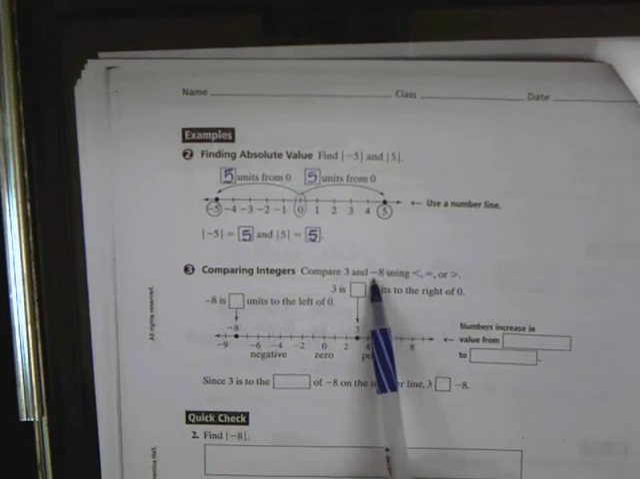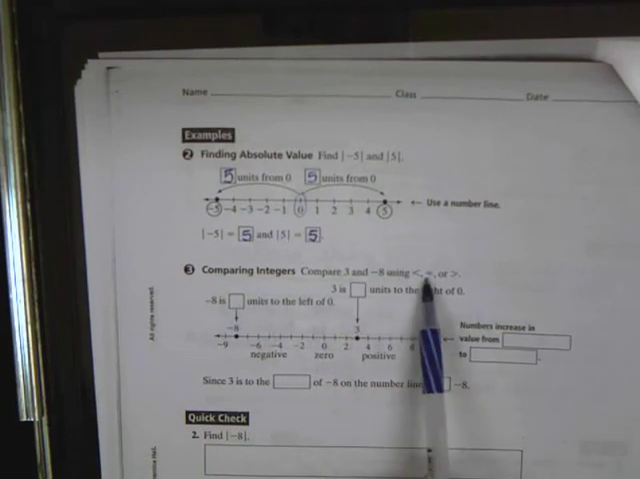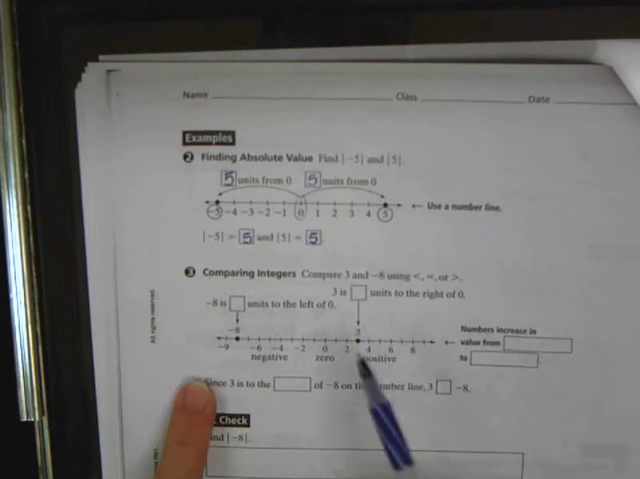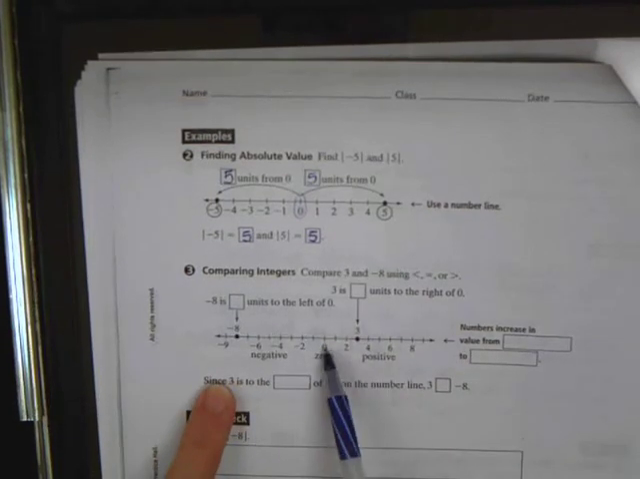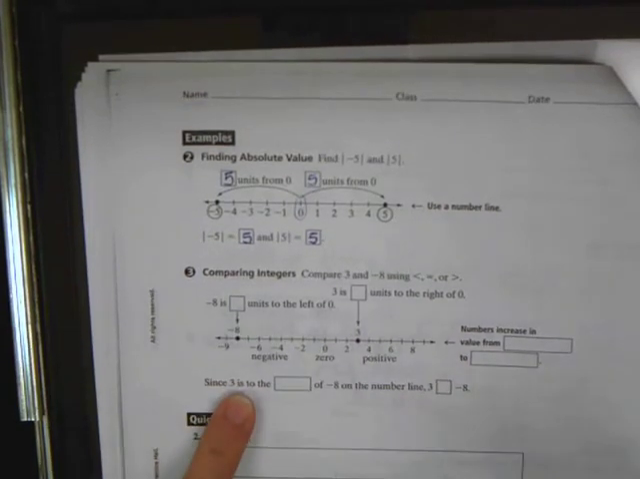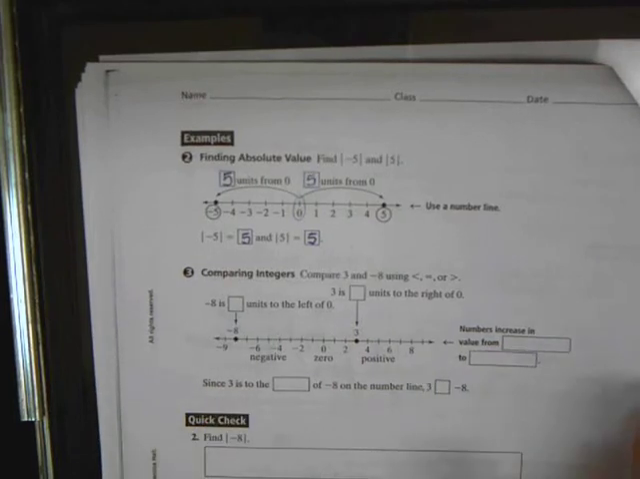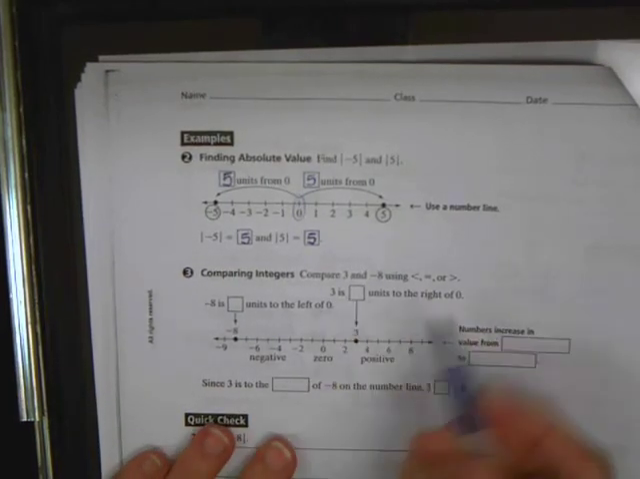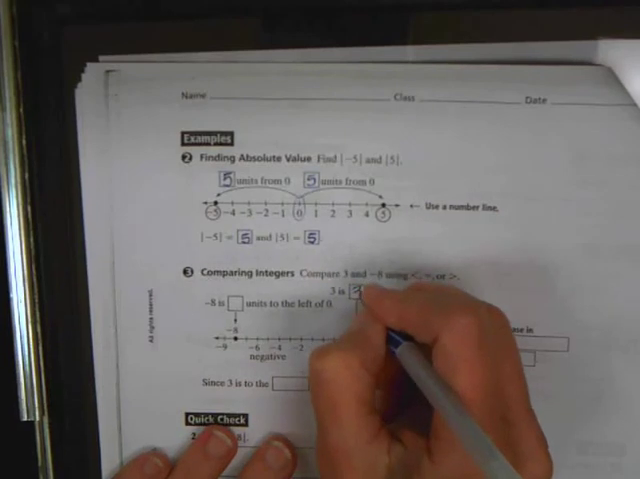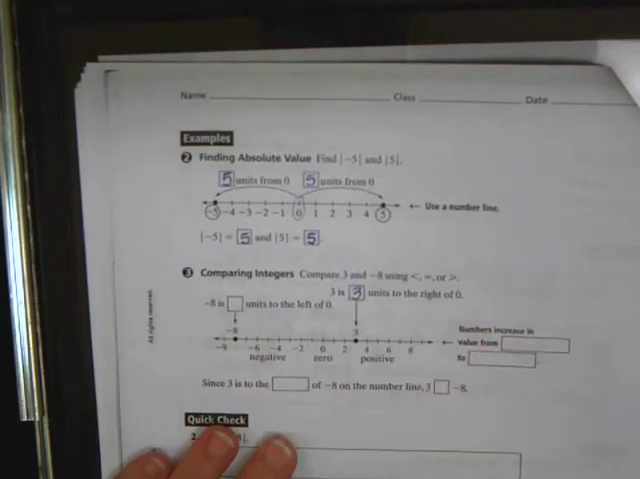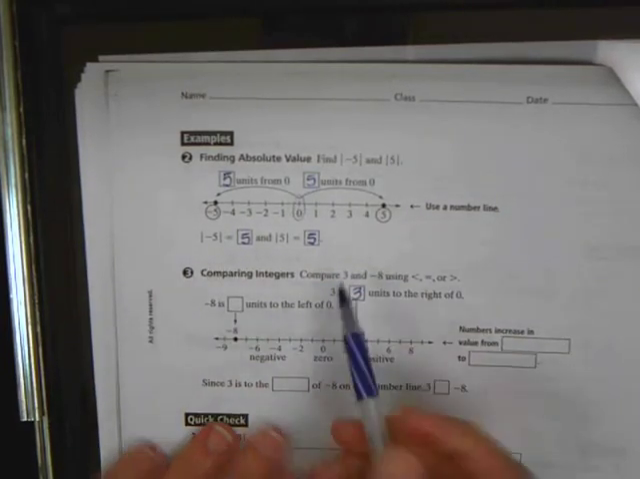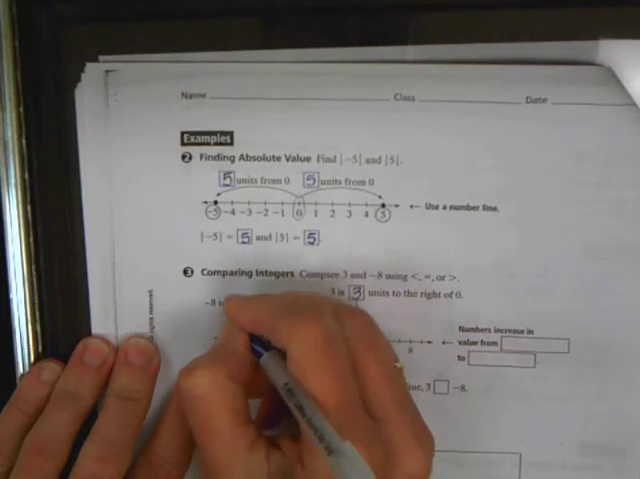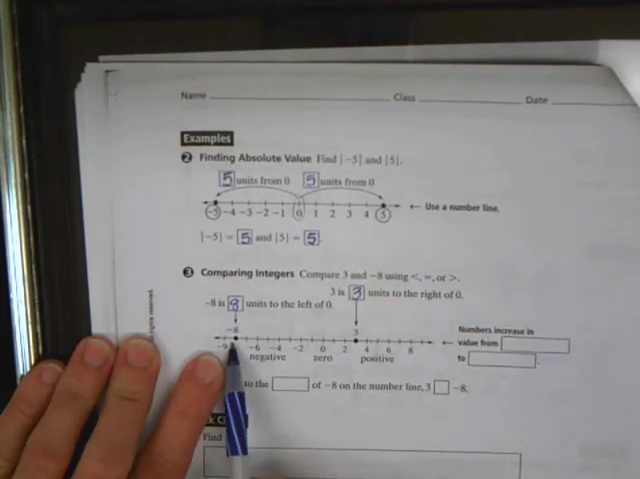Compare 3 and -8 using less than, equal to, or greater than. Here again, we have a number line, and we'll just plot these 2 points. Some of this you will eventually be able to reason through, but right now let's look at it very concretely. So 3 is 3 units to the right of 0. We see that 3 has been plotted by putting in a dot at 3. Negative 8 is 8 units to the left of 0, so we have it over here.